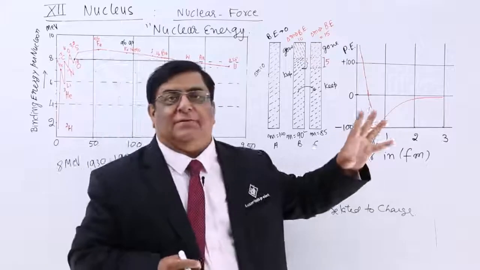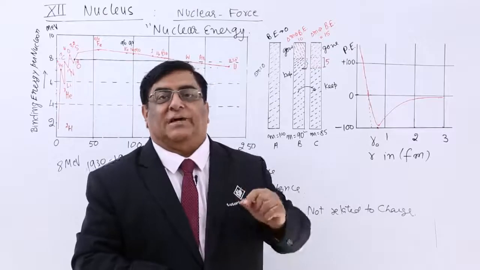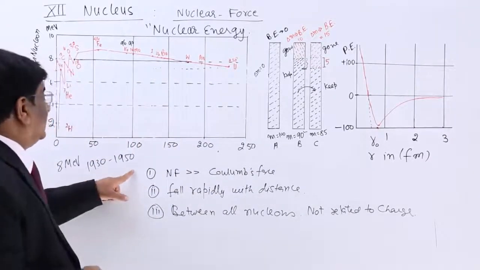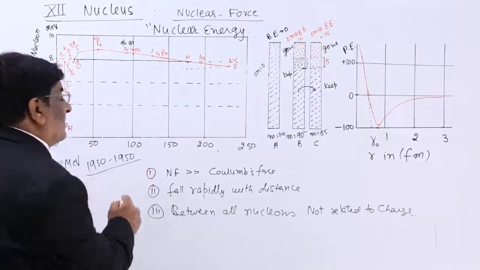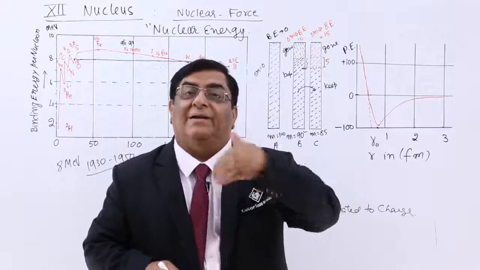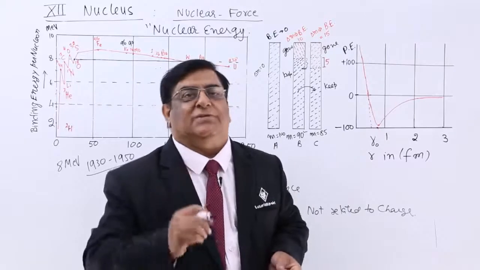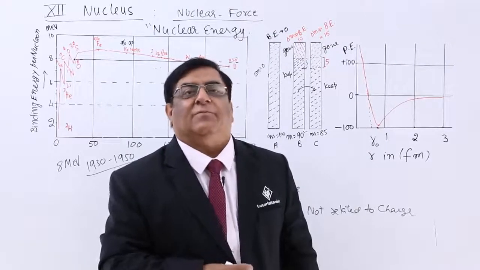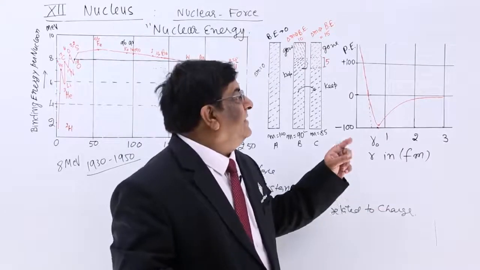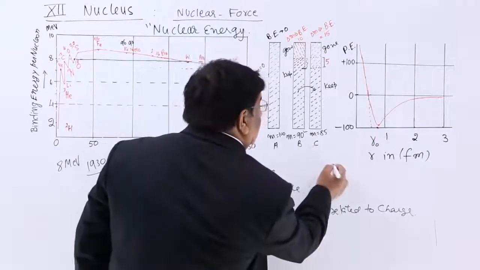This graph was made for potential energy by various experiments which were done in the atomic field. During the years 1930 to 1950, many experiments were done, and some you have seen, like the Rutherford experiment. After that, many experiments were done to find out the nuclear energy between nucleons, and it is found that it changes with the distance between the two nucleons.